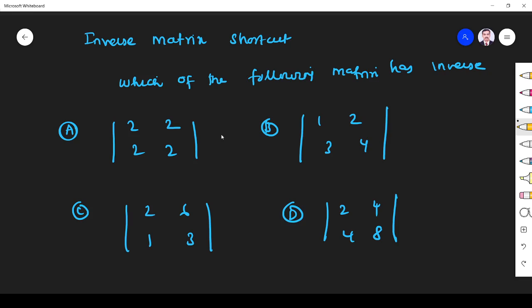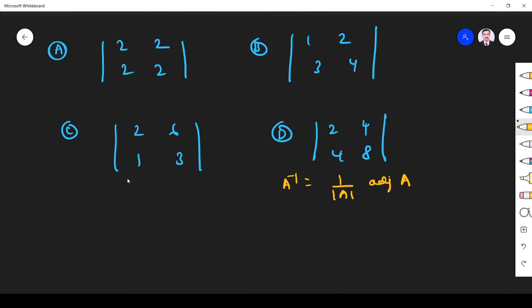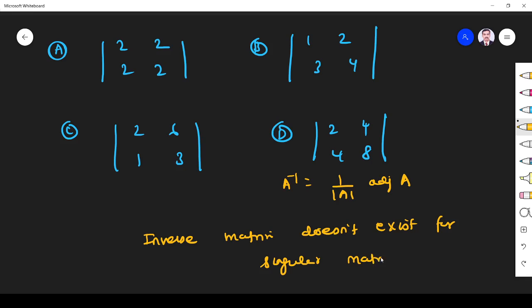You don't need to find the inverse for that. What is the shortcut? We know A inverse is equal to 1 by mod A times adjoint A. Moreover, an inverse matrix doesn't exist for a singular matrix. That is the important thing we must know. A singular matrix is one whose determinant value is 0. So I find which of these four matrices have determinant value 0. For those we don't have an inverse matrix.